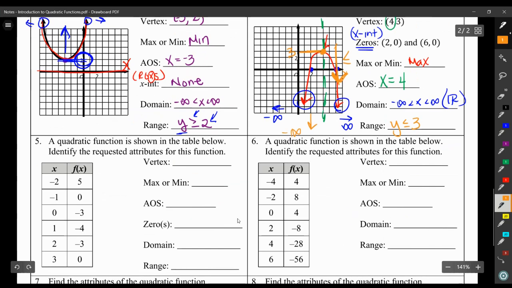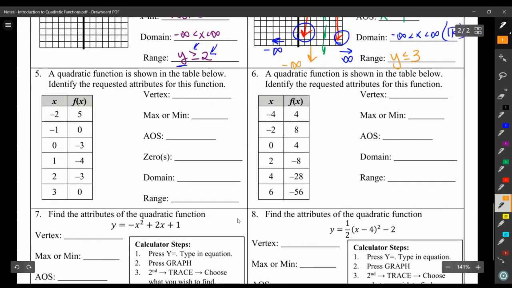Now let's look at some tables. So 5 and 6. So now we have a tabular representation of quadratic functions. You have a couple options with this. You can sketch a graph, or you can look at the values. A quadratic function is shown in the table below. Identify the requested attributes. For this first example, I'm going to sketch this graph to help you see the pieces that I'm pulling out.